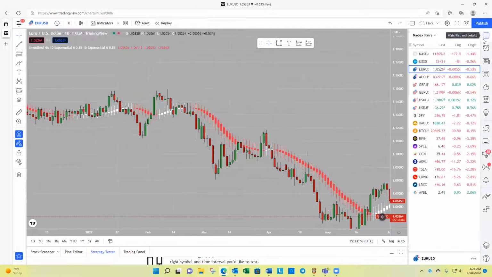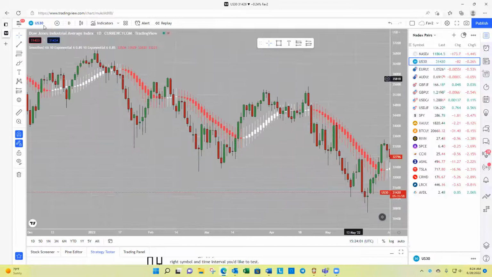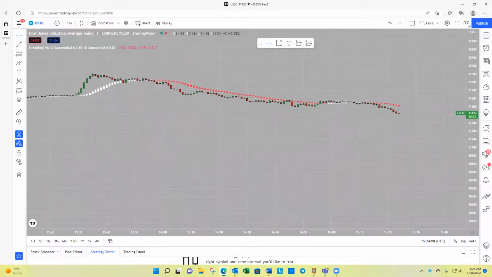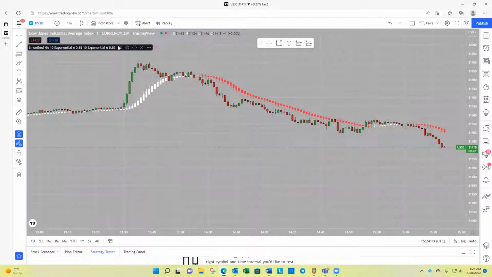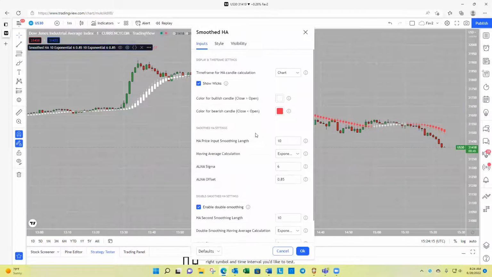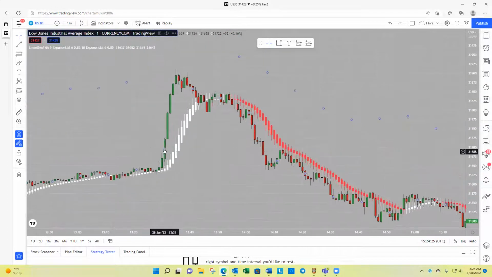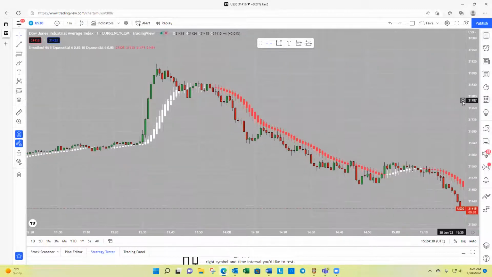Works on currencies, indices. So this is what I like to use it on, US 30 scalping. So let's go down, you can go down to the 1 minute. It's very powerful. But for scalping, you want to change the settings to 5 instead of 10, this setting right here. So as you can tell, it works out pretty good 90% of the times, 95% of the times.